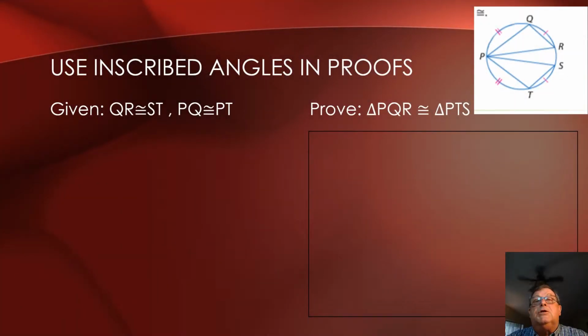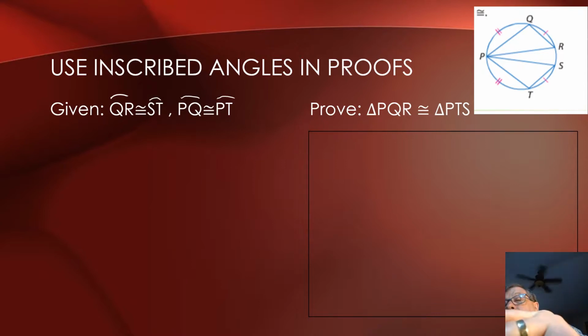Well, where would we be in geometry without some proofs? Now, before we begin on this, we're going to be using inscribed angles in proofs, and we've been given here that arc QR is congruent to arc ST, and arc PQ is congruent to arc PT. So let's see what we got.